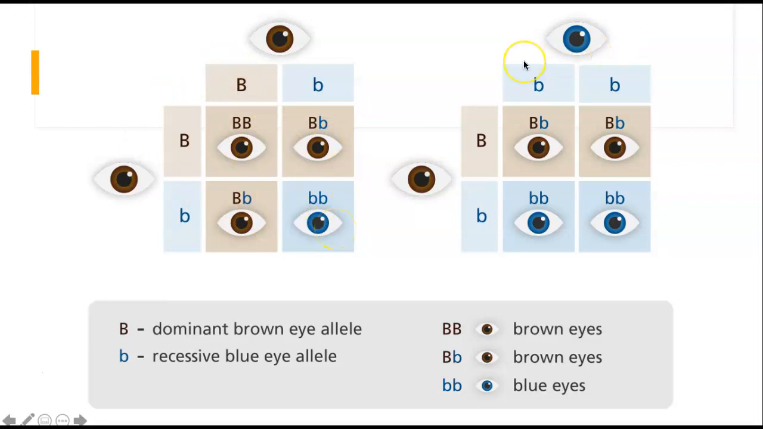Okay, now let's see what we might get if we have children with a heterozygous male and a homozygous recessive female. You do all your dragging across and down, and what you get is 50% brown and 50% blue, and the genotype is 50% heterozygous and 50% homozygous recessive. Okay, so hopefully you understand how this is working.